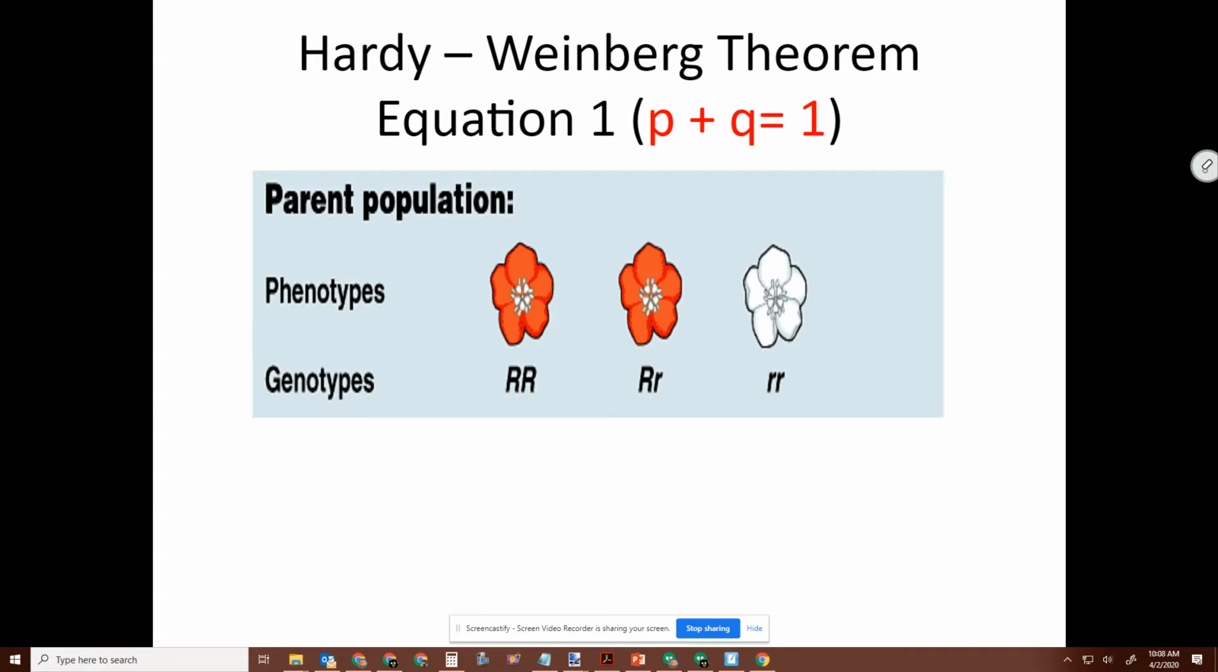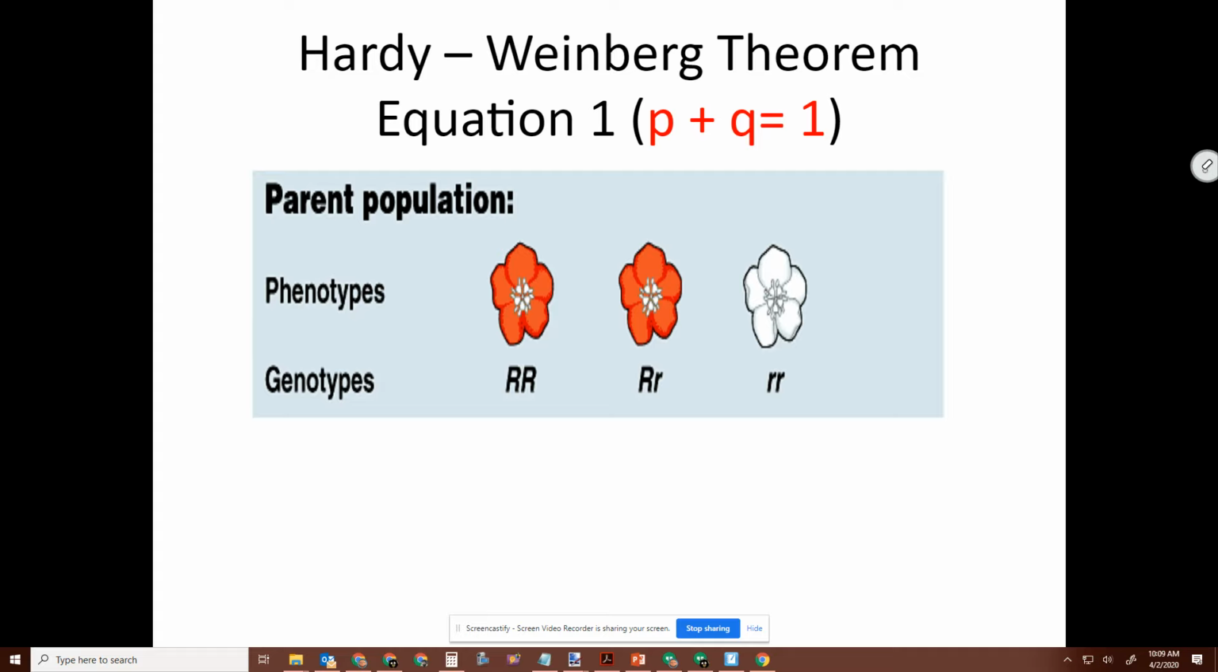And there's two equations that you'll use with this. I'm going to make a separate video in which I go over how to use these equations, but for now, I'm just going to talk about them. The first one is P plus Q equals 1, where P refers to the percentage of dominant alleles in the population, and Q refers to the percentage of recessive alleles in a population.